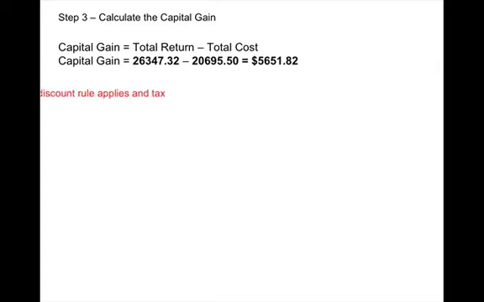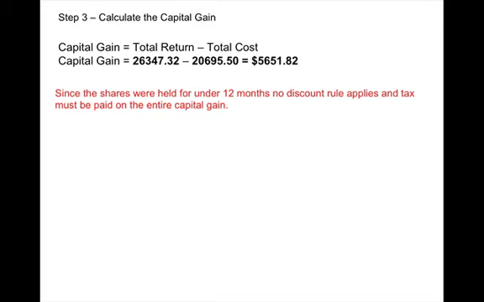So that's pretty cool. So working out your capital gain. Remember, your capital gain is your total return, take away your total cost. So our total return is $26,347.32. We take away how much we paid for them, which is your $20,695, and you make a profit of $5,651.82. That's pretty cool. So you bought these shares and sold them in 9 months. So you didn't hold them for longer than a year. So therefore, no discount rule applies. You have to pay tax on the full $5,651.82.